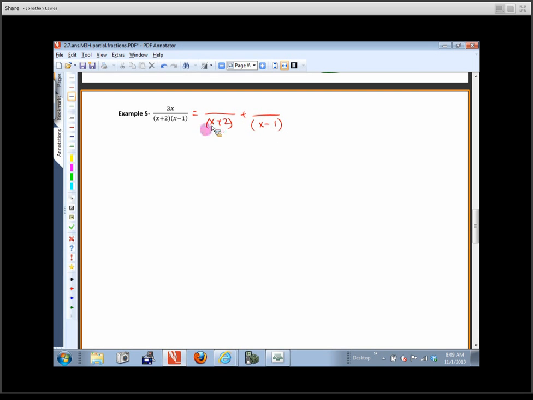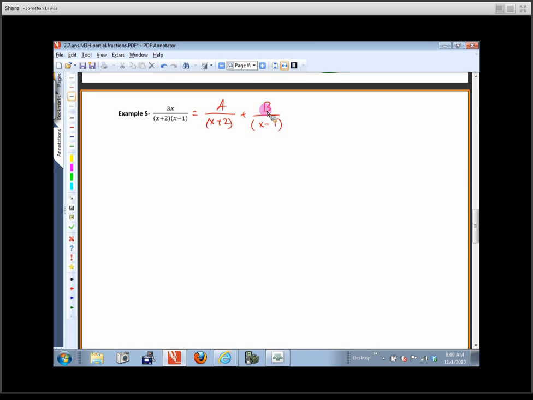I'm going to look at the factor in the denominator, figure out what its degree is. This is degree 1, so what degree is the numerator? Degree 0, so it's just a plain old number, right? So this is an A. Same thing here. So that one's just a B.